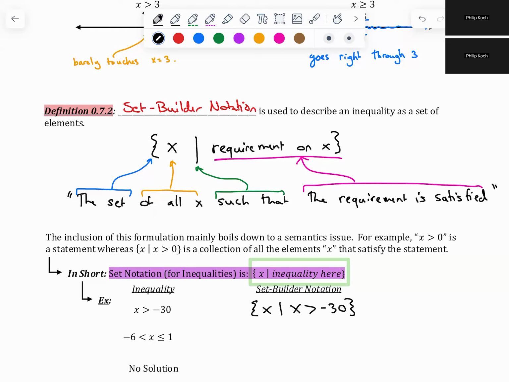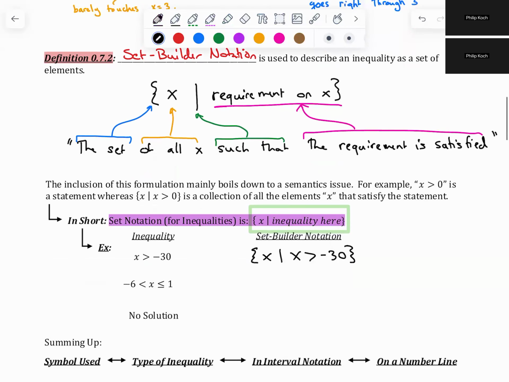The next one is saying the set of all x such that negative 6 is less than x, which is less than or equal to 1.